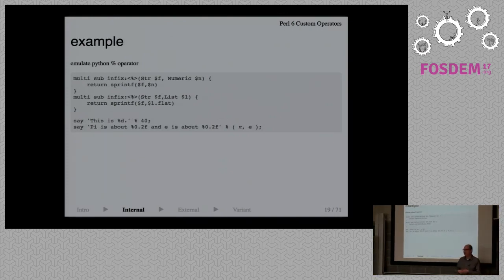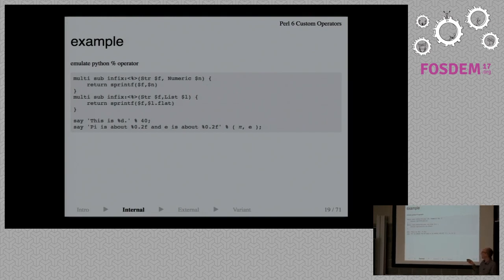Okay, here's an example. Python has this really nice operator, actually. It's called the percent operator. There are two different ways to format strings in Python. One is with format, and one is with percent. The percent one is very nice. It takes a string, and then it takes either a number or a list, and it kind of works like sprintf. So we can make percent work like that in Perl 6 if we want to.